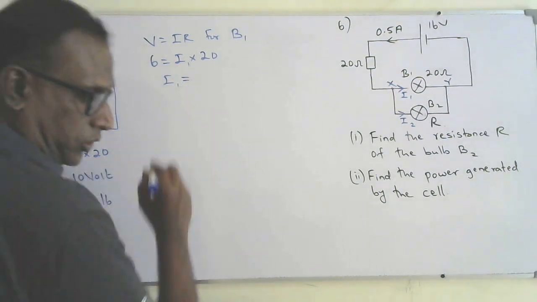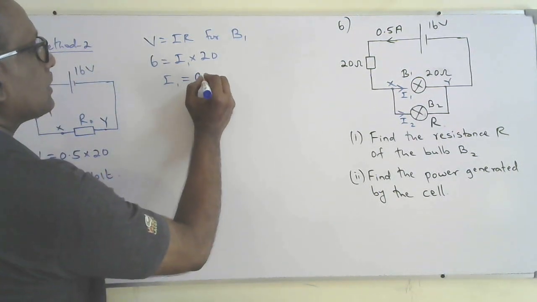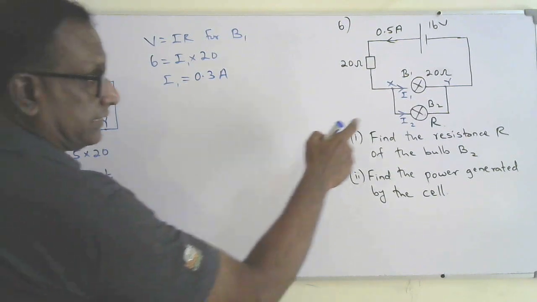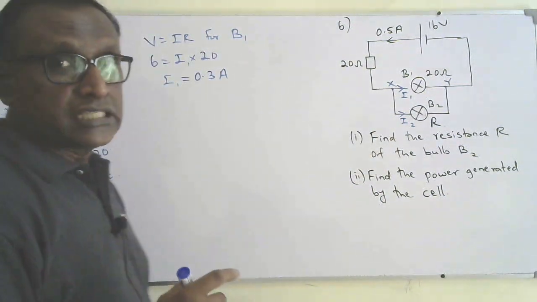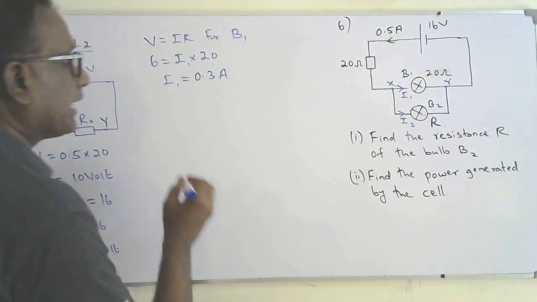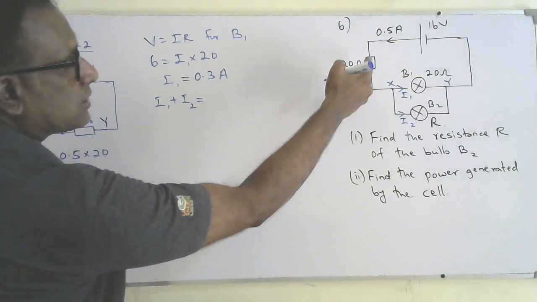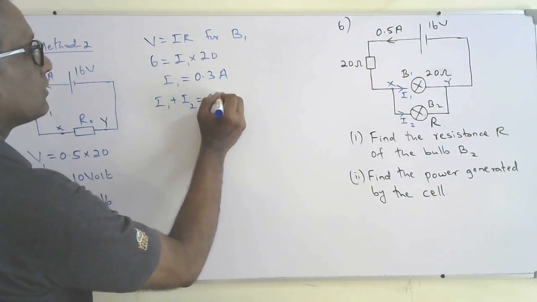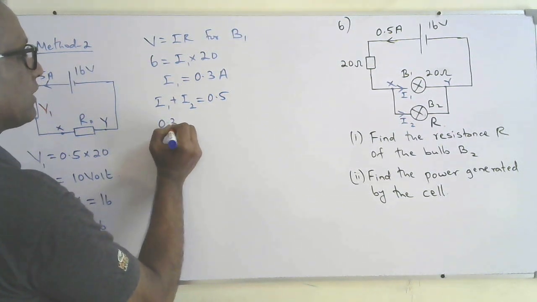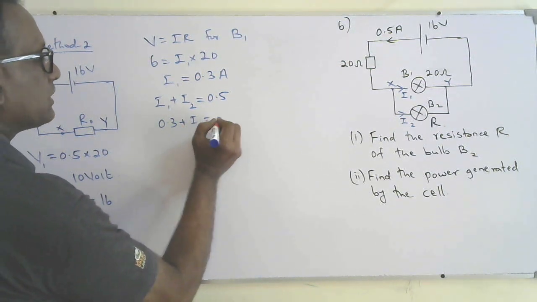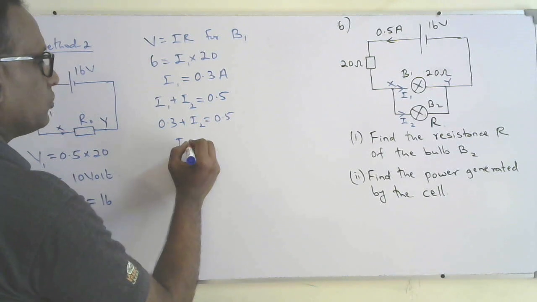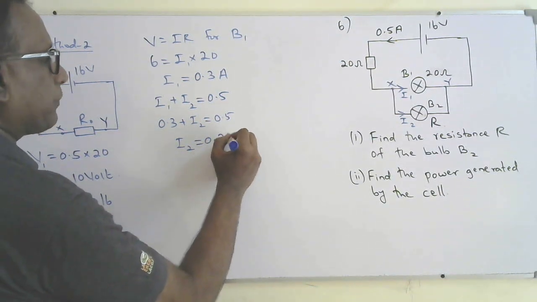So that will be 0.3 amperes. I can find the current I2 now by using Kirchhoff's first law. I1 plus I2 equal to 0.5. So 0.3 plus I2 equal to 0.5. So I2 will be 0.2 amperes.